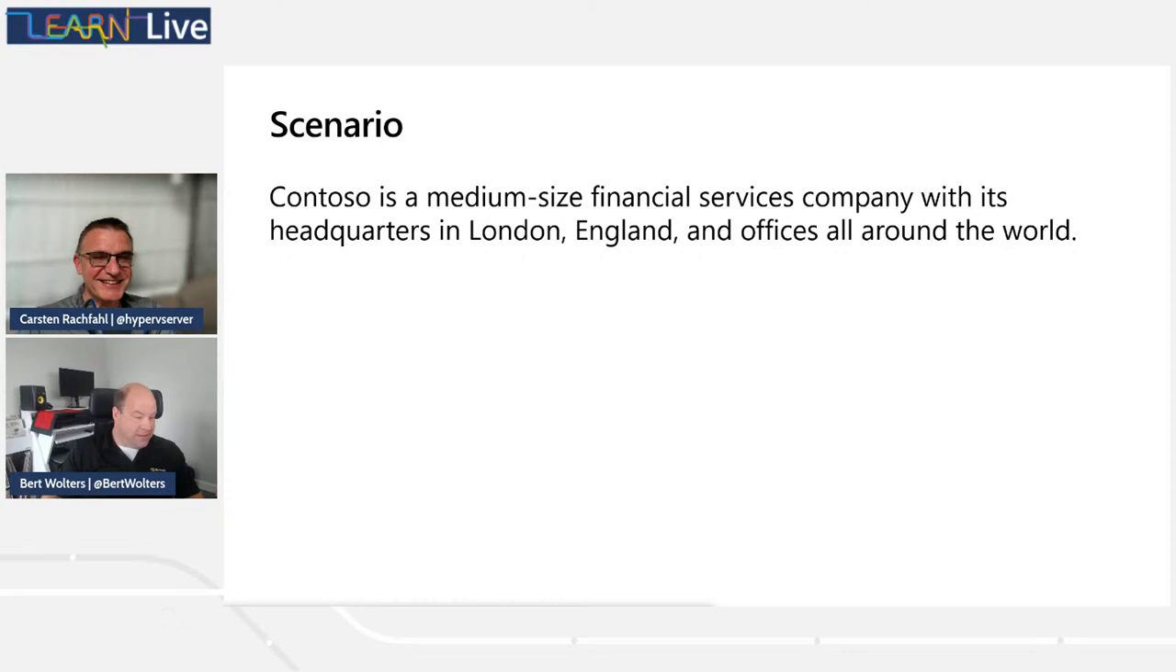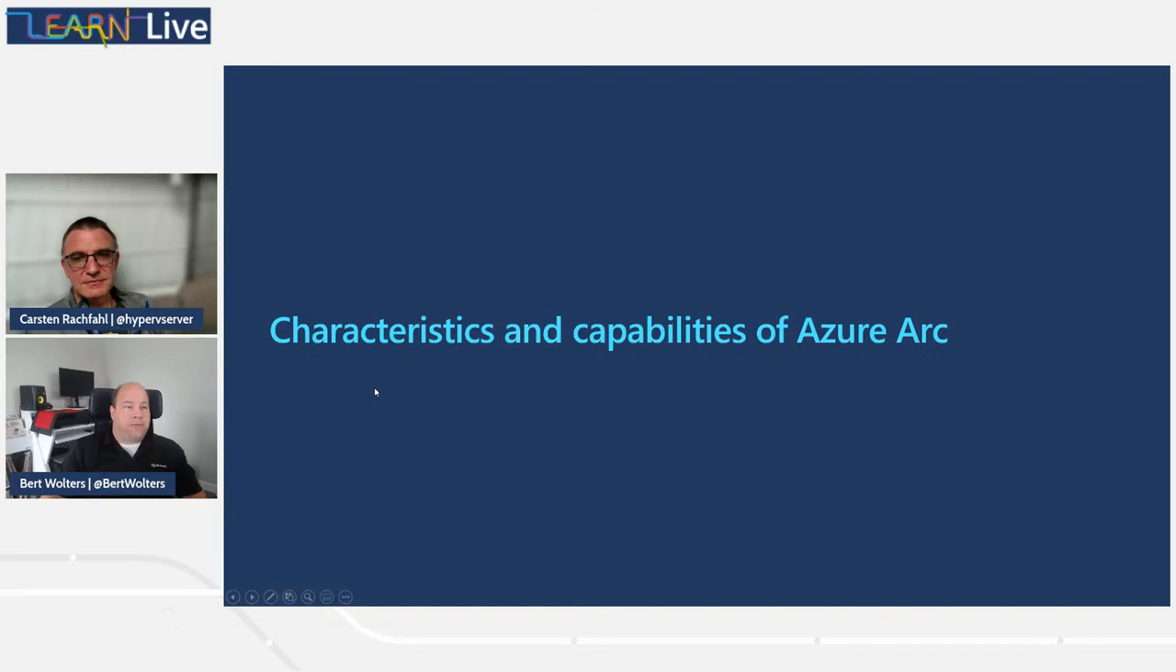True. So again, Contoso is kind of the reality company, a fictional reality company we're using throughout this series to map back to whatever scenario we're looking at. So first point of business, characteristics and capabilities of Azure Arc. What is it? What can we do with it?